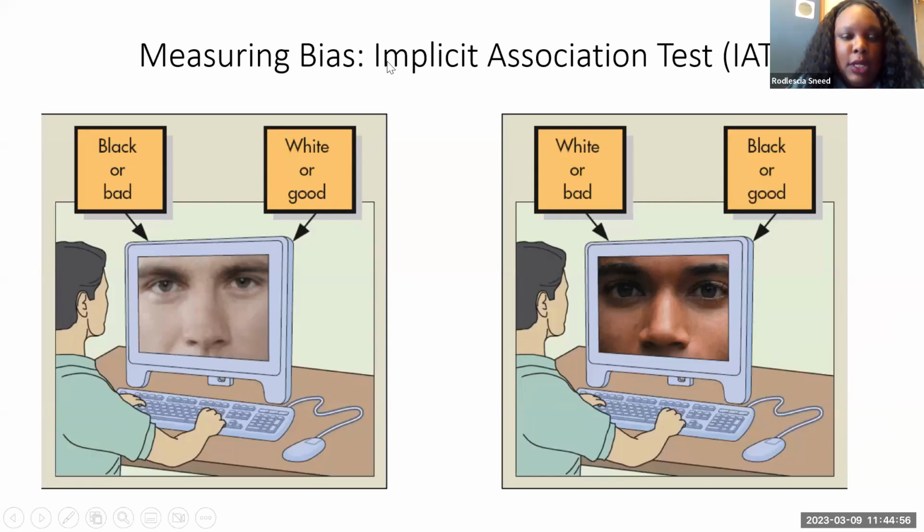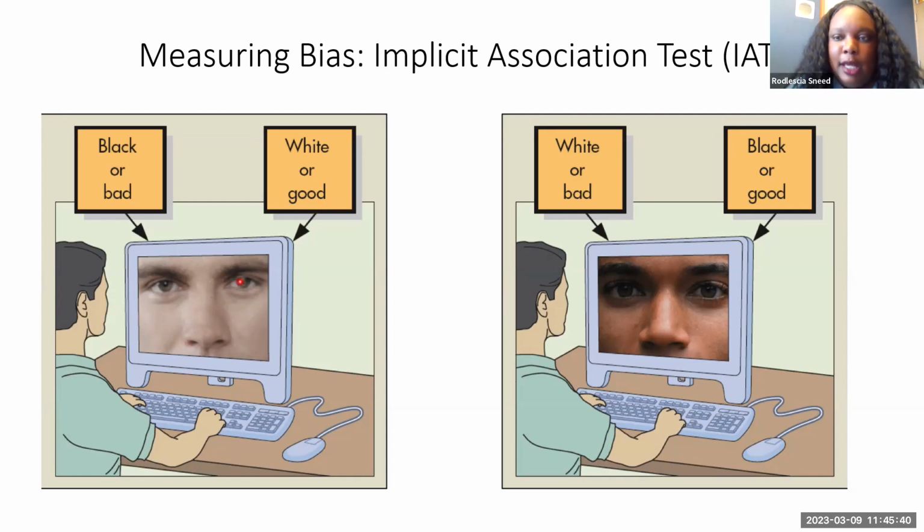And so if we look at the task on the left, basically what happens with this task is that the person is sitting at a computer and they have their hands on the keyboard. And with the left hand, you're supposed to tap the keyboard whenever you see an image of a Black person or an image of a word that's related to something bad. So you might see a word like horrible or disgusting or ugly. And then the person is supposed to tap the right side of the keyboard when they see an image of a white person or a word that means something good, like beautiful or lovely or kind. So that's the first task. And again, these are given in random order, but that's the first task.